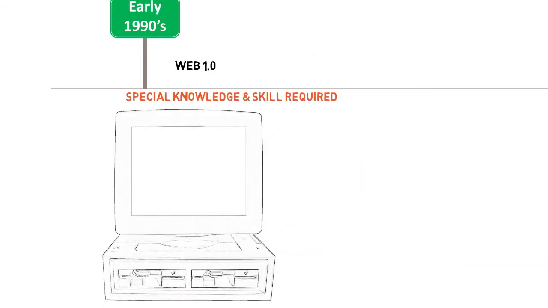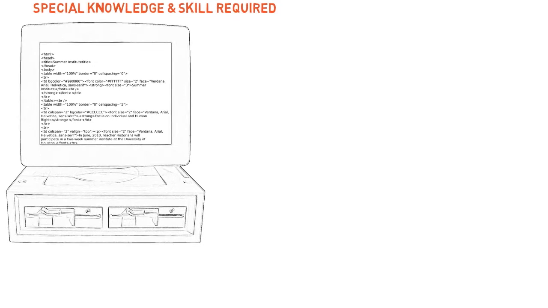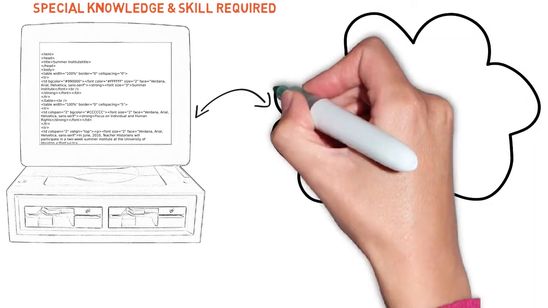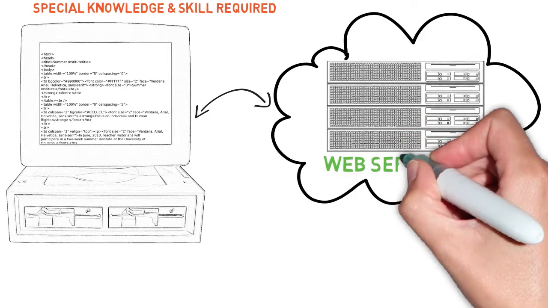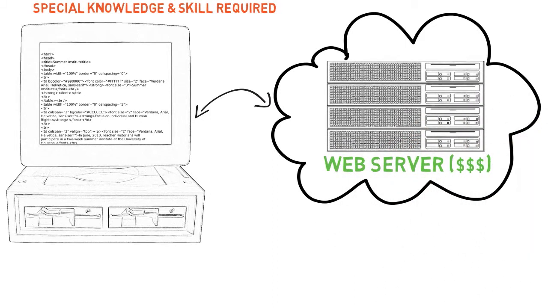For example, they needed to know HTML, or Hypertext Markup Language, which is the code that's used to create a web page. In addition to knowing HTML, a web content developer had to have access to an expensive web server that was always on and connected to the internet.